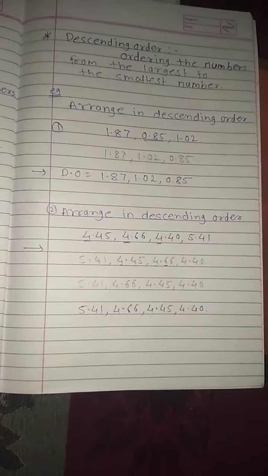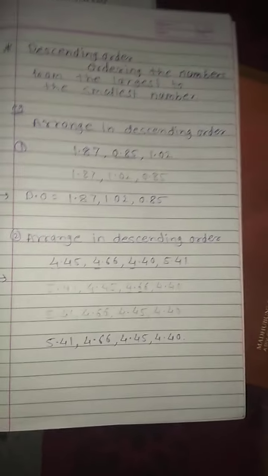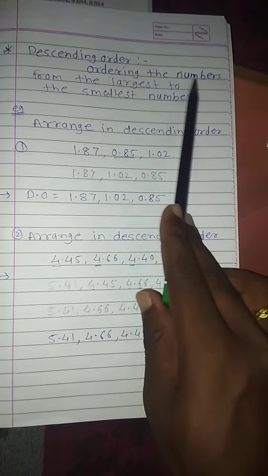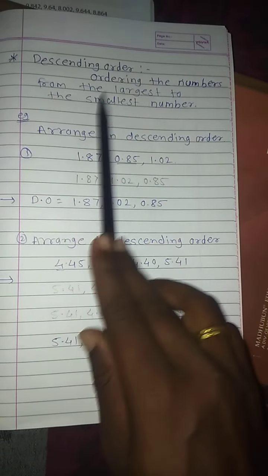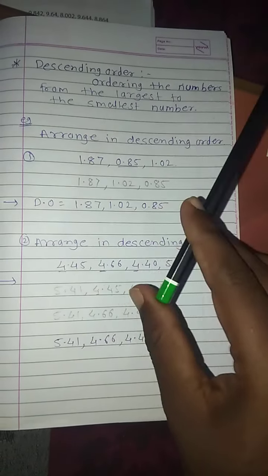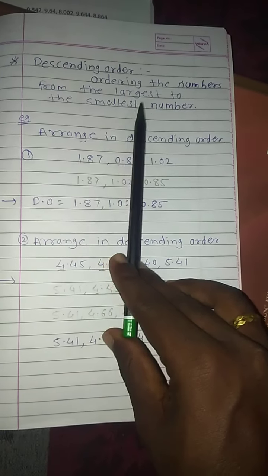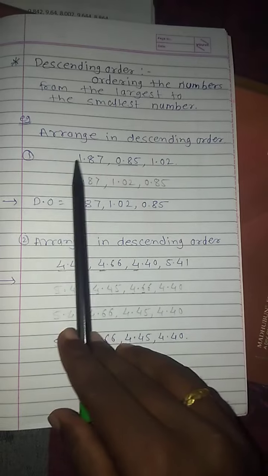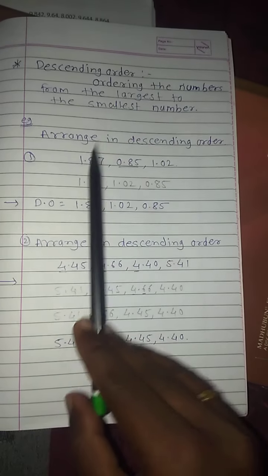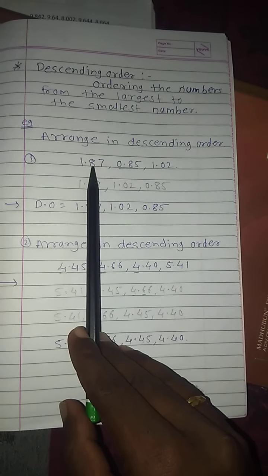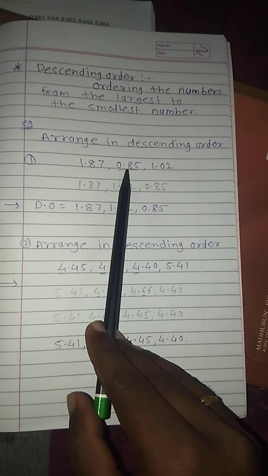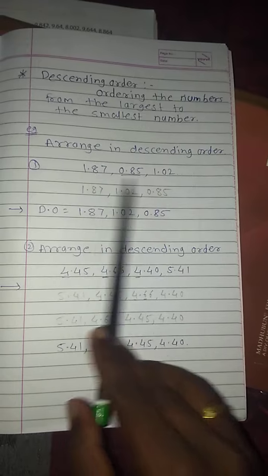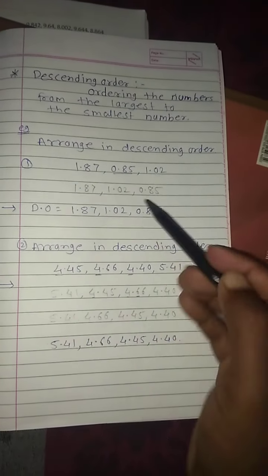Now we are moving towards the next point, descending order. What is meant by descending order? Ordering the numbers from the largest to the smallest, meaning we have to arrange the numbers from largest to smallest. Okay, for example, arrange in descending order. First example: 1.87, 0.85 and 1.02. Now we have to find out the biggest number first.